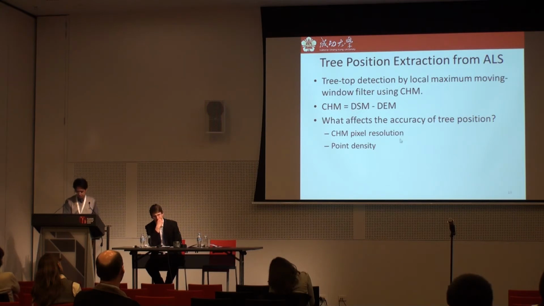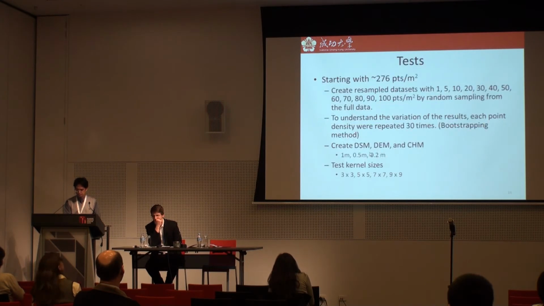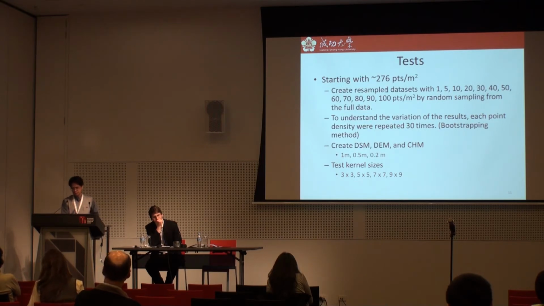So now, we would like to know what would affect the accuracy of the tree position. Would the canopy height model pixel resolution affect the accuracy, or would the point density affect the accuracy of the tree position? Here we do some tests on the data. Because we have this much higher point density, this is what we do.